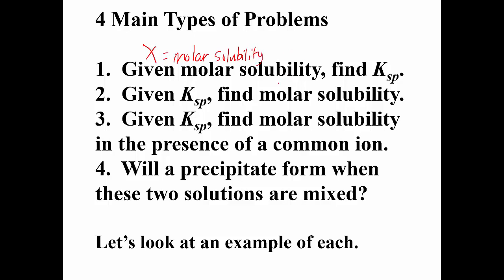So we're just going to be doing some ICE tables. Now again, I think the book might use a fancy S, but molar solubility is X. If they give you the molar solubility, or tell you the concentration of ions in solution when it's saturated, you can find Ksp. Then you can go backwards: if they give you Ksp, you can find the concentration of the ions in solution.